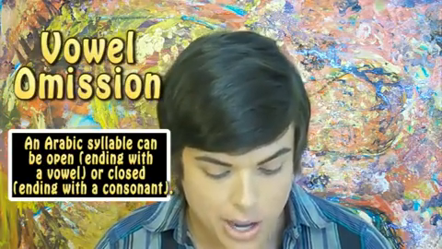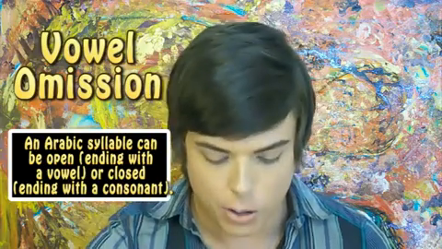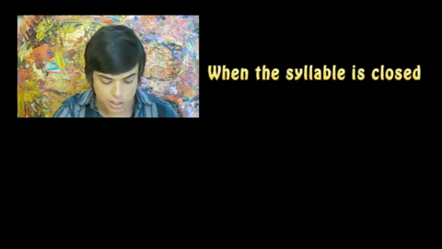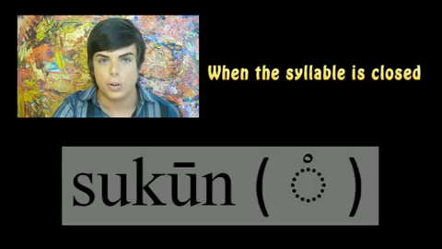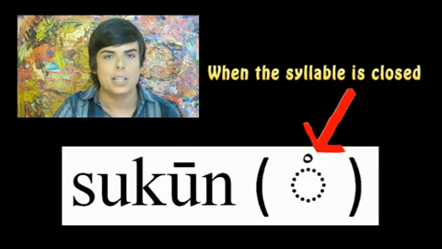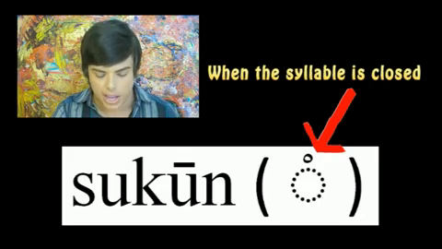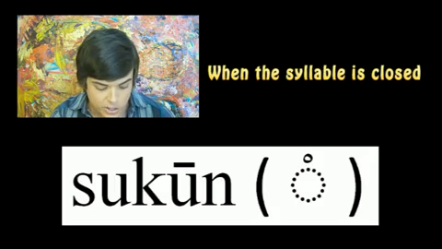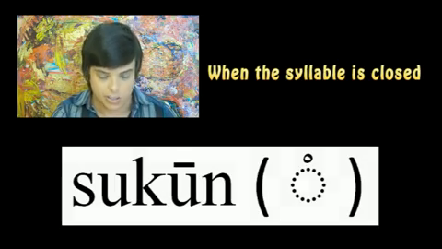Let's now discuss vowel omission. An Arabic syllable can be open, meaning that it ends with a vowel, or closed, meaning that it ends with a consonant. When a syllable is closed, we can indicate that the consonant that closes it does not carry a vowel by marking it with a diacritic called sukun. What sukun looks like is a very, very tiny circle, or perhaps a degree mark, above a word, to remove any ambiguity, especially when the text is not vocalized.